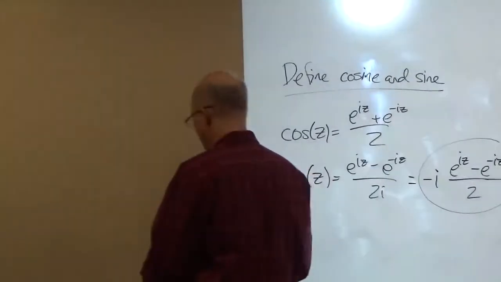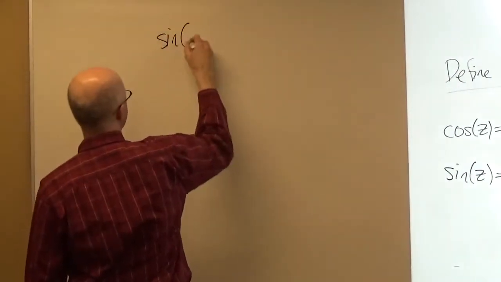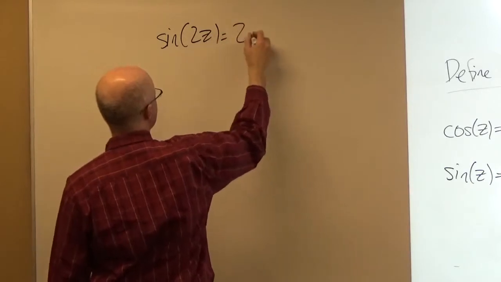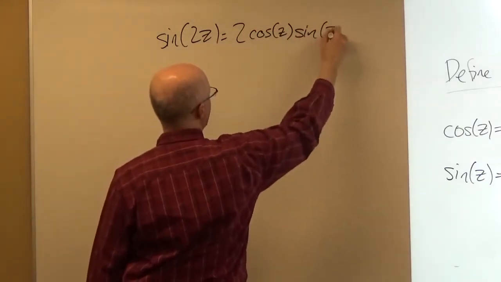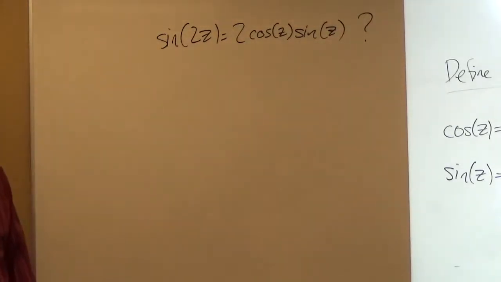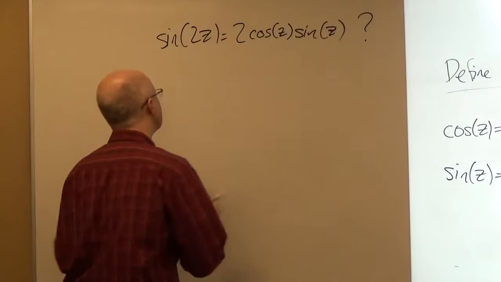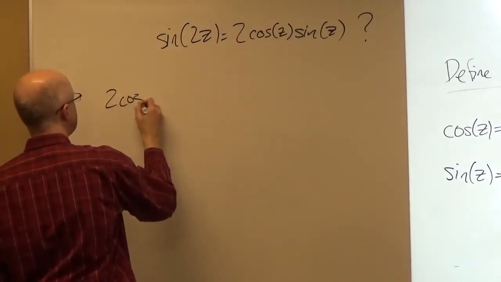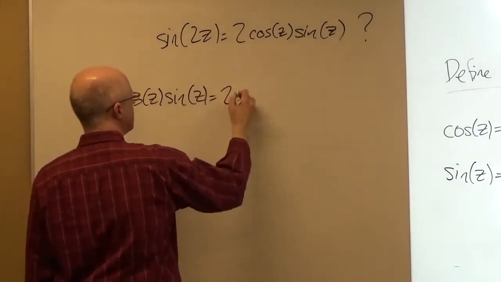What about other trigonometric identities? Is it still true that, for example, sine of 2z is 2 cos z sine z? That would be a double angle formula. Is that still true? Let's see. It turns out to be easiest to work with the right-hand side first, actually. What does 2 cos z sine z equal?